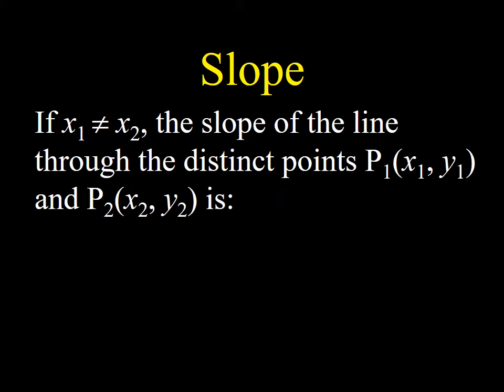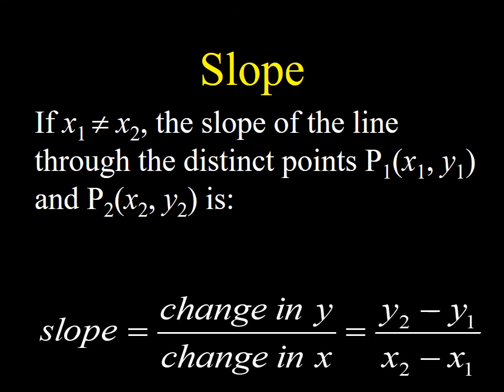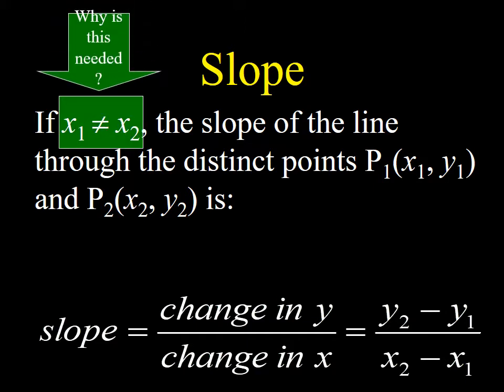If x1 is not equal to x2, the slope of the line through distinct points, point 1 (x1, y1) and point 2 (x2, y2), equals the change in y over the change in x, so it equals (y2 - y1) over (x2 - x1). Why x1 not equal x2?